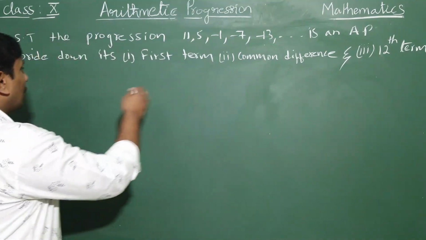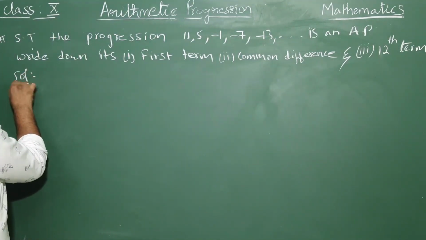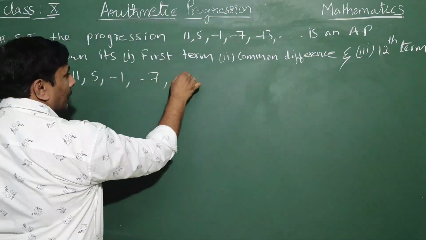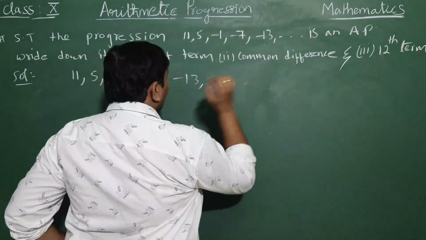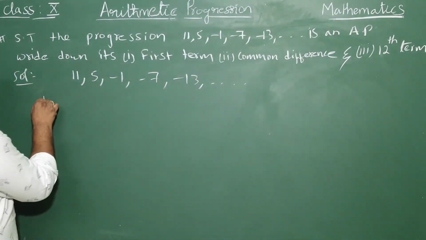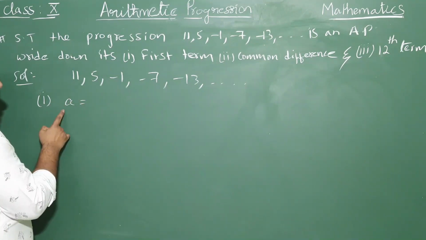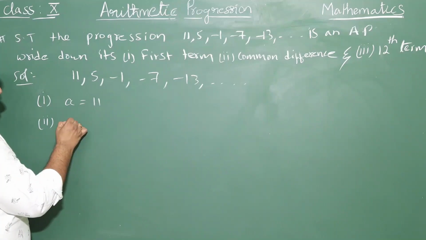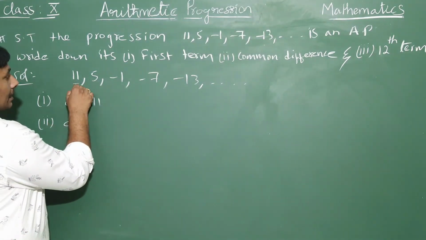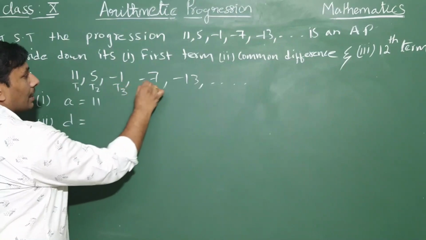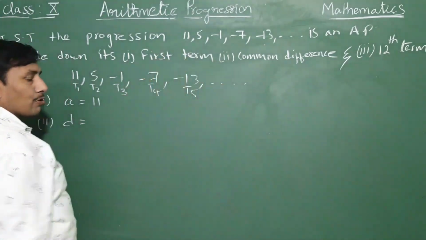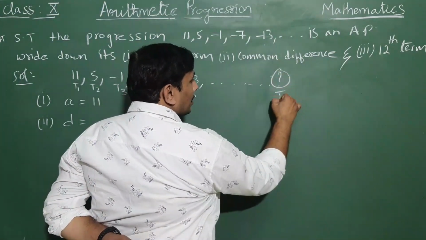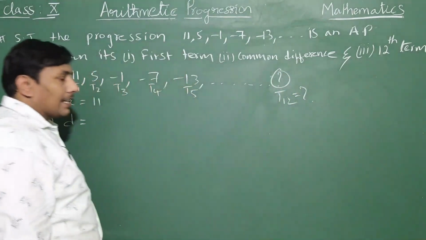Okay, so first we will solve one by one. Let me write the sequence first: 11, 5, minus 1, minus 7, minus 13 and so on. This I have to show is an AP. Let me write the first term. Always I'll take the first term as A, so that is 11. Then the second one, the common difference, D. We will take these as T1, T2, T3, T4, T5 and so on. Somewhere here we will get some number as T12, and that we are going to find out.